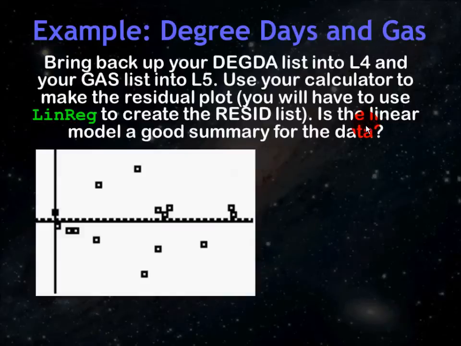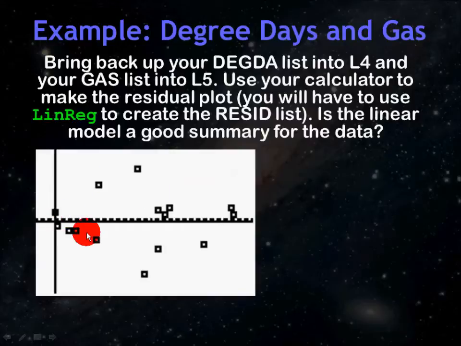Alright, so this is the screenshot you should have. Now we have to answer the question, is the linear model a good summary for the data? And if you take a look at the pattern, well, I mean, you have some high values here and there, but as x gets bigger, the band of residuals doesn't get that much wider, and we don't have that big of a data set.